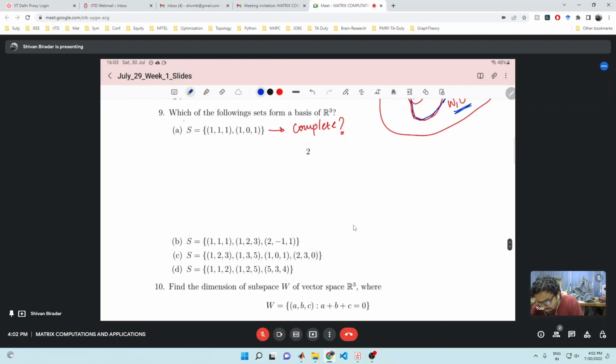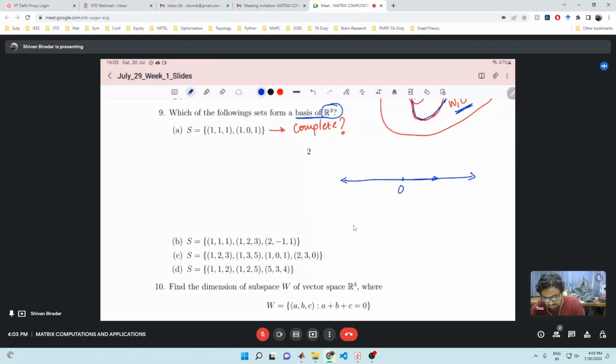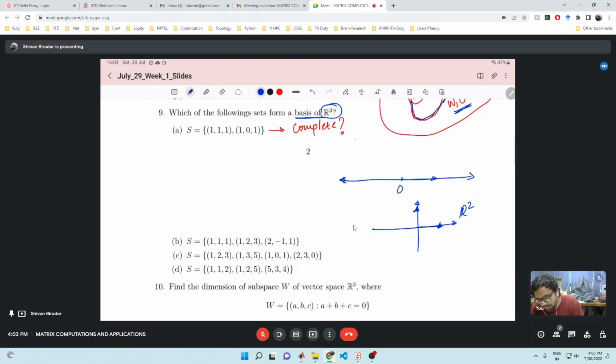So now the important question: which of the following sets form a basis of R3? Remember, we are working in three-dimensional space. As I told you, for a line, you will have one basis vector to span this whole line. For two-dimensional space R2, you need two linearly independent vectors to span this whole space. So the basis for R3 would obviously have three linearly independent vectors.